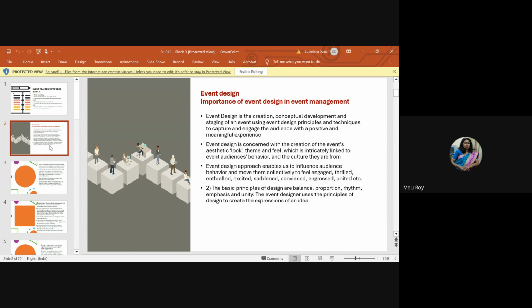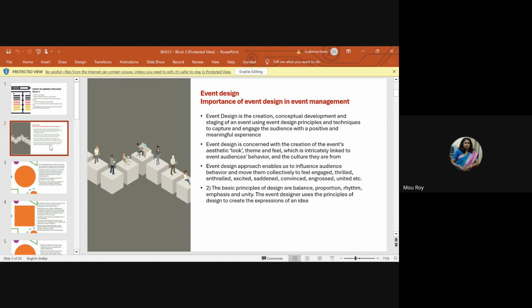Then you should have a feeling which is linked to the event audience's behavior and the culture they are from. Event design also enables us to influence the audience's behavior and move them collectively to feel engaged. You should have them thrilled, enthralled, excited, convinced, engrossed, united, etc. It depends on the event.